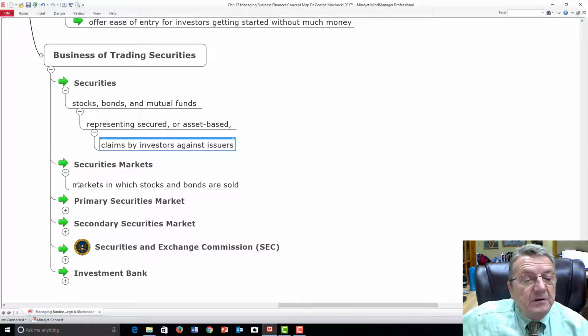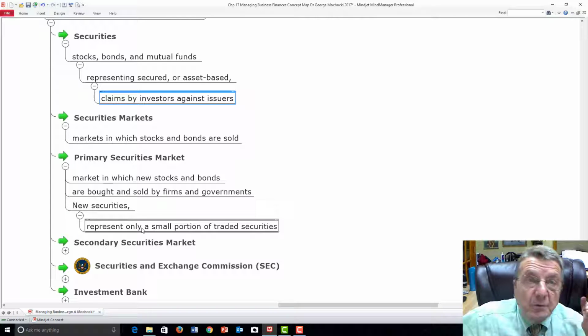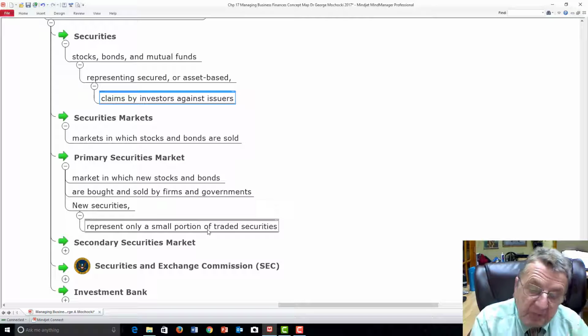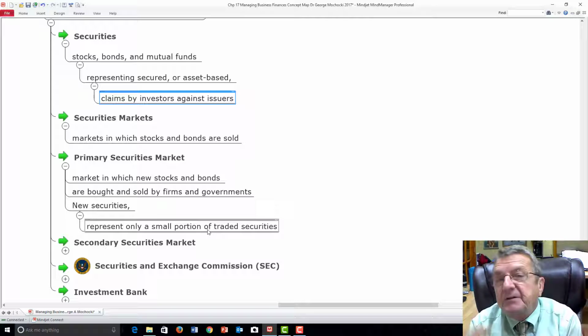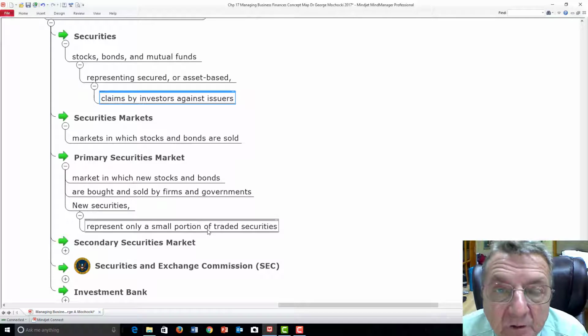Okay, security markets, markets in which stocks and bonds are sold. Primary security markets, markets in which new stocks and bonds are bought and sold by firms and government. New securities only represent a small portion of traded securities. Initial public offering: I put the money out there and then now it's going back and forth. I only put the money out there when I need more money for my organization.